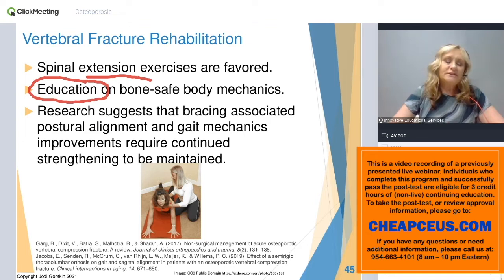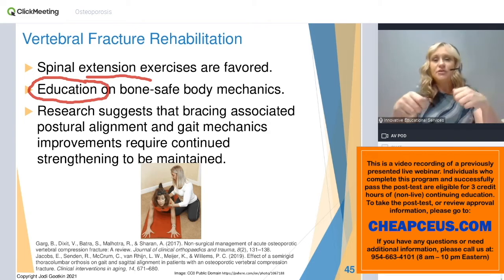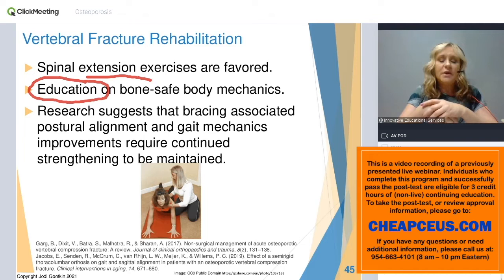Looking at bracing for individuals with vertebral compression fractures, the research does show that short-term bracing of about 6 to 8 weeks can help decrease pain and provide stability to those fracture sites as they heal. It'll decrease back muscle fatigue and allow for more comfort of the patient.